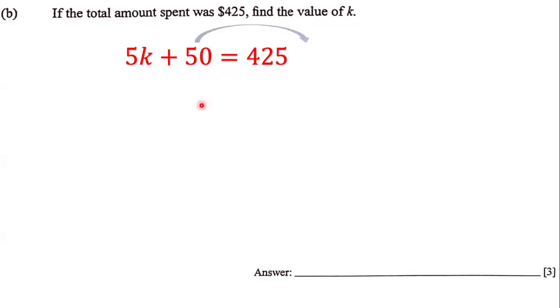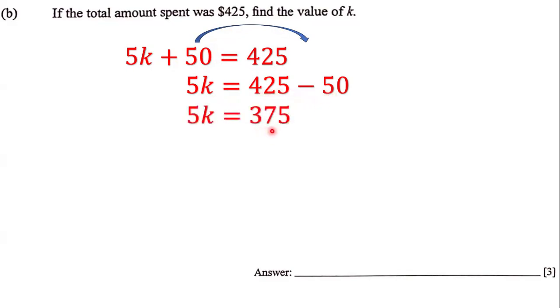And so the first thing that we're going to do is we're going to send the 50 over the equal sign. Notice that it was a positive 50. When we send it over the equal sign, it becomes a negative 50. And so we say 5K is equal to 425 minus 50. What is 425 minus 50? Well, that's going to give us 375.